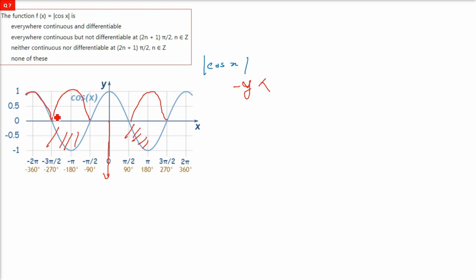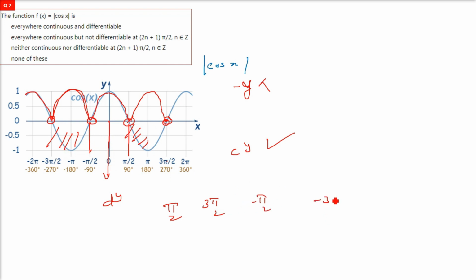You just see there is no break. Same way we discussed for sin x, there is no break. But these points have a very sharp edge. Continuity means no breaks, but differentiability means there should not be any edge. But here, at pi by 2, 3 pi by 2, negative pi by 2, negative 3 pi by 2, all have edges.